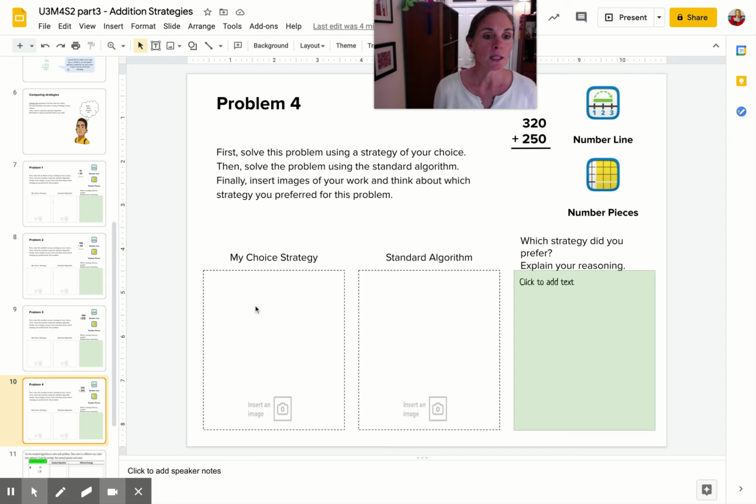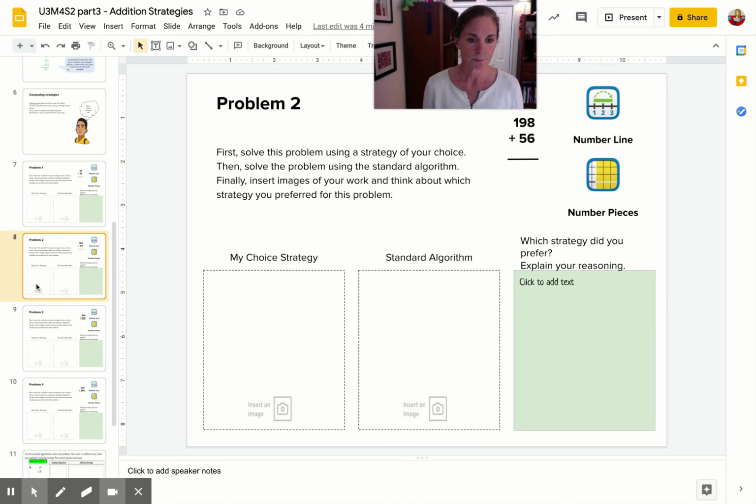So you can write on a piece of paper and then add an image, or you can do the work typing. Let's see. Oh, you should be able to. Oh, it looks like you can't. So I will add text boxes to these slides.